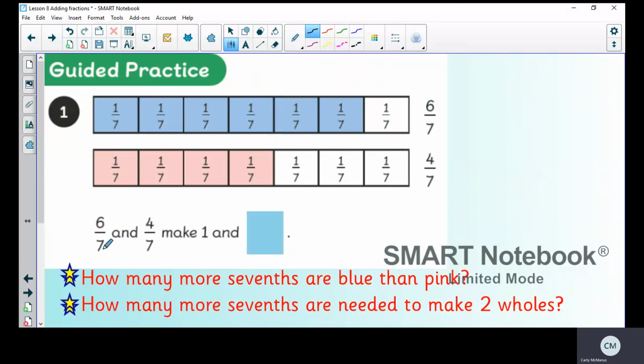So here you've got 6 sevenths and 4 sevenths, and it's saying what does that make? It makes one whole and what fraction? Well, first of all, I just want you to add the fractions. So 6 add 4 is 10, and the denominator is 7 because the denominator stays the same. Now, 7 fits into 10 once, so that's where your one whole comes from. Now we're at 7 and we need to get to 10, so how many more is that? 7, 8, 9, 10, that's 3 left over, and you know the denominator is 7 because it stays the same.